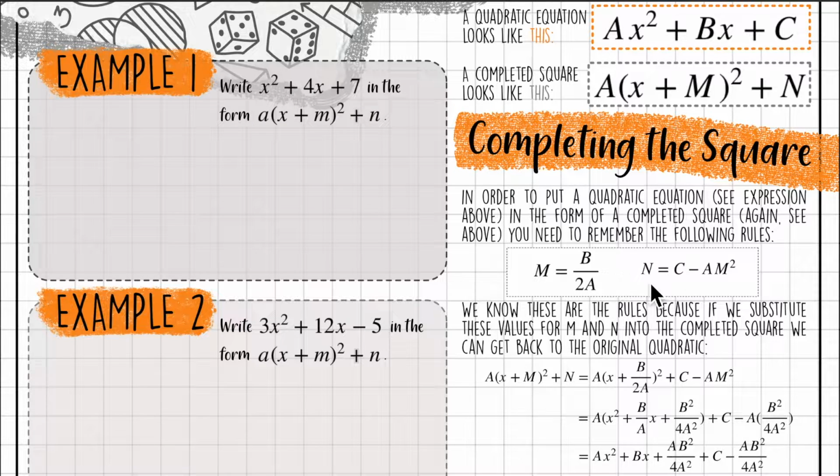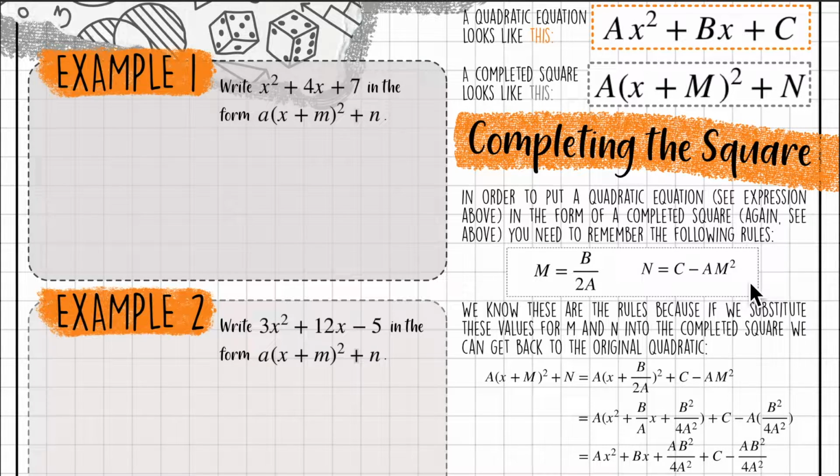The second and final rule is this. N is equal to C minus AM squared. This N here is this number there. This C is this number in the quadratic. A we already know, it's here. And M we've just worked out. So we already know M. Therefore, we can work out N.